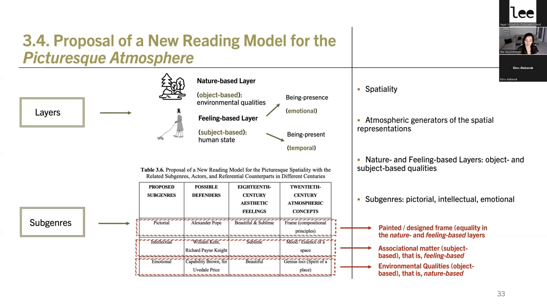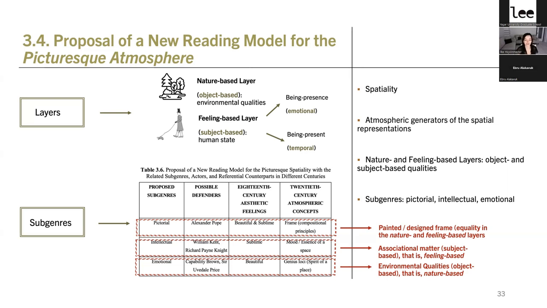The pictorial subgenre in this respect refers to the painted or designed frame, in which the compositional principles are applied in a balanced way. With the idea of framing, it emphasizes the visual side of the picturesque and displays a limited piece of nature or a landscape. And if you look through the eighteenth-century lens, we can say that it is in an in-between position between the beautiful and also the sublime.